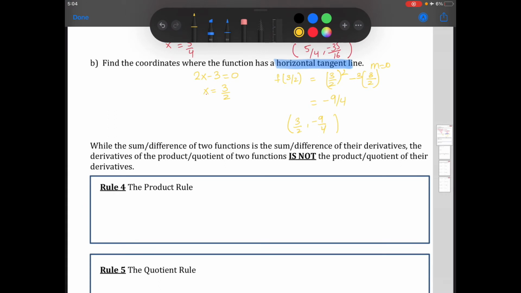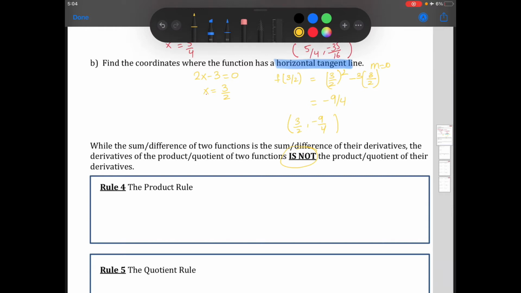So now it says, while the sum or difference of two functions is the sum or difference of the derivatives, which we saw was our rule number 3, right? The derivative of the product or quotient of two functions is not. The sum and difference is the same, but the product and quotient, meaning division, is not the product or quotient of their derivatives.